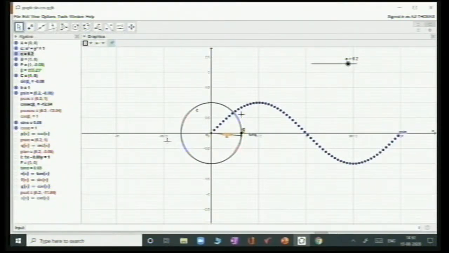I can increase the angle, because when I take one more turn, that angle is greater than 360 degrees. If we take one more turn, then the angle is going to increase, and it is going to continue. Now let us have a look at what will happen when we move in the anti-clockwise direction.